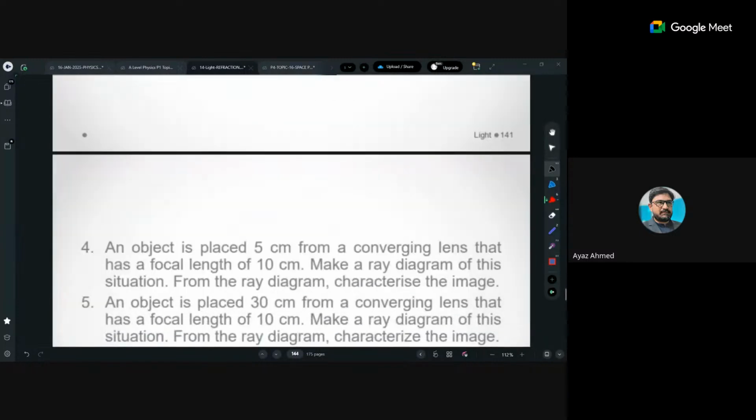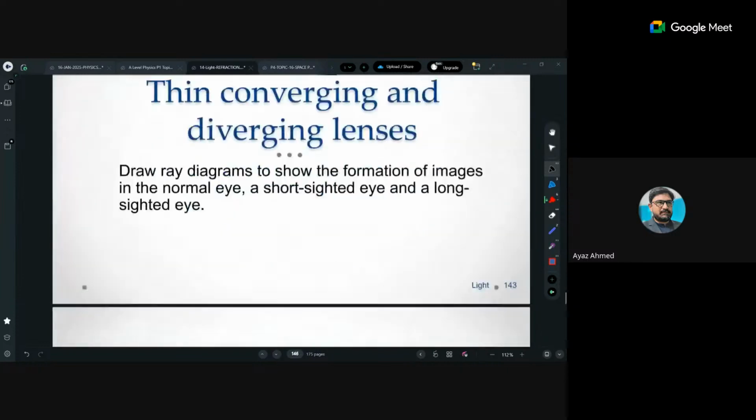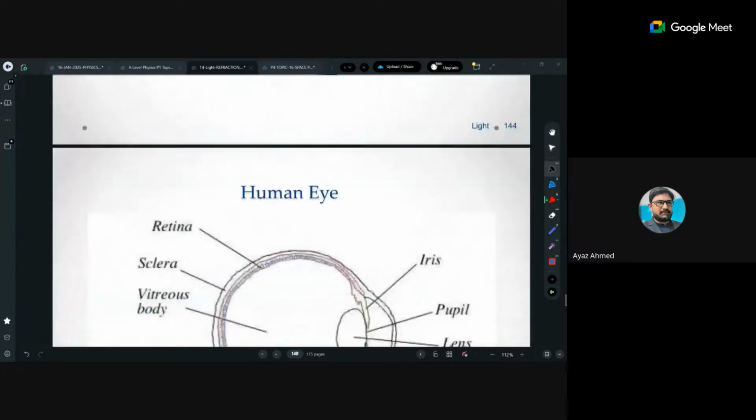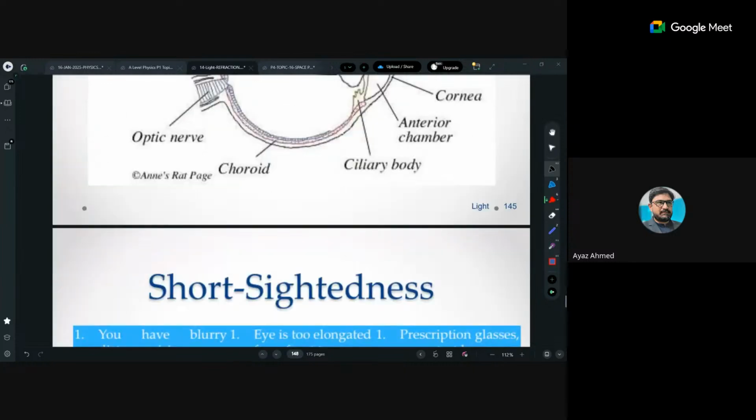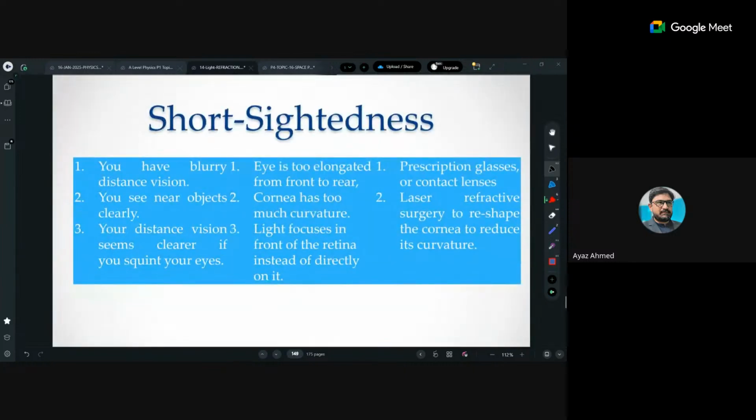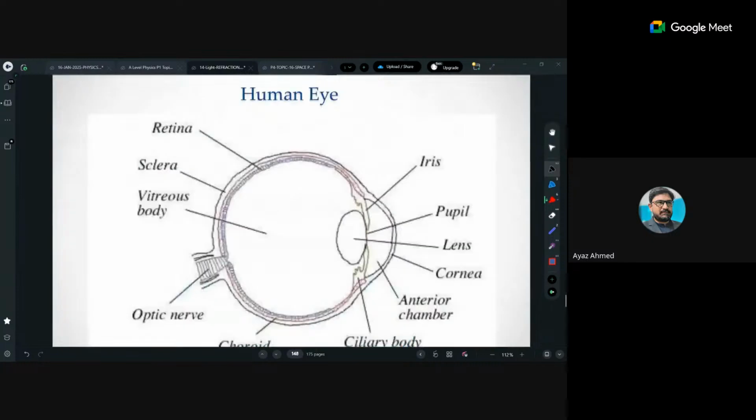So only one more thing is left in your lenses, and what is that? The eyes, formation of eyes, short sightedness and long sightedness. Let me do it now, it will take just 2 to 3 more minutes of mine. Let's do the next class topic, no issue.